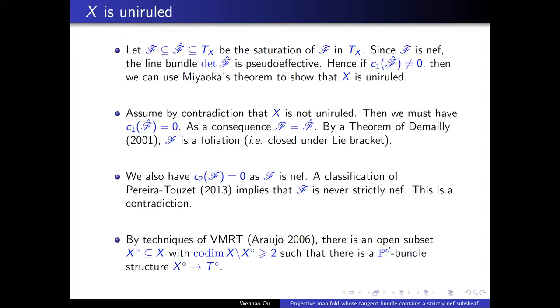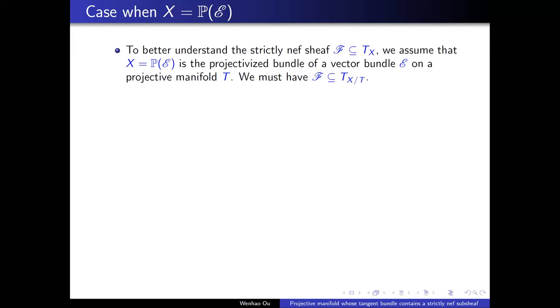Okay, let's continue. So to the next step. As I mentioned, if I just use the abstract strict nefness, this is all we can obtain, so nothing more. So to obtain more information, we need to use the condition that F is a subsheaf of the tangent bundle. So we just look at examples to have an idea. So to look at examples, we assume X to be a projectivized bundle of a vector bundle E over a projective manifold. Then, as I mentioned, on every fiber, the normal bundle is trivial. So we obtain that F must be contained in the relative tangent, because a strictly nef sheaf can never map into a trivial bundle non-trivially.